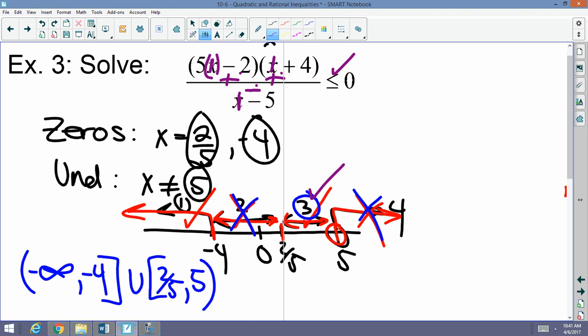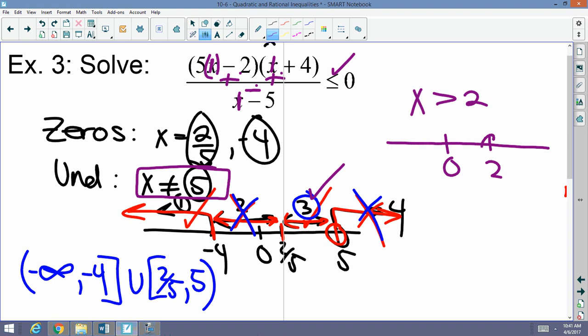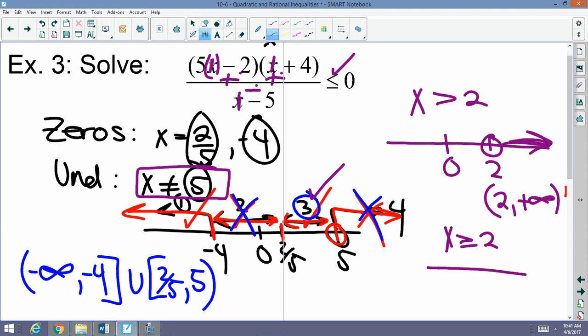I circled the 5 because x cannot equal 5. So think about it. If I told you x is greater than 2, remember we're going back in time now, wouldn't I put an open circle to the right because it's not included? In interval notation, it'd be a parenthesis. If it was x is greater than or equal to 2, if you remember, it'd be a dot or a bracket. So then it would be bracket 2 to positive infinity. Make sense? Thank you, brother. May I continue, gentlemen?